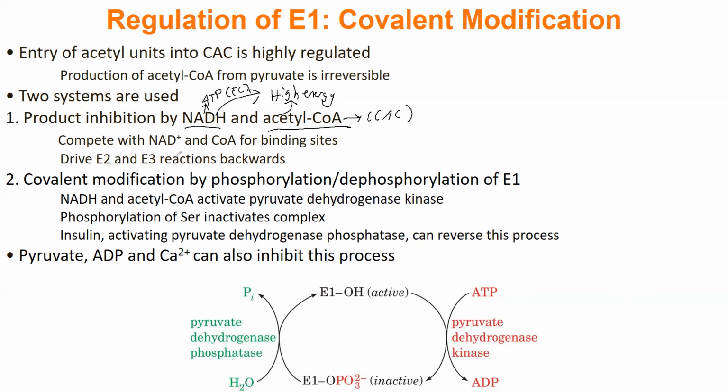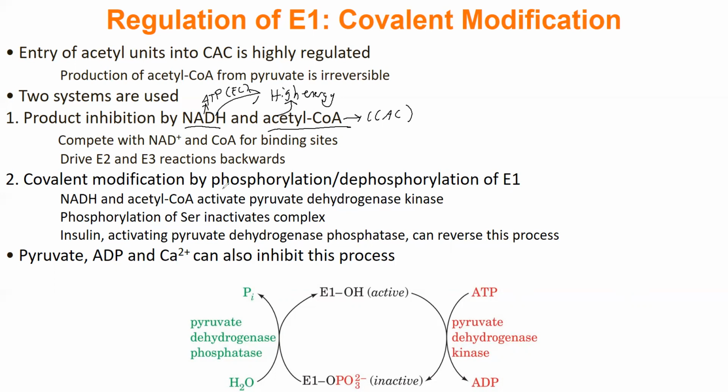And the reason how this works is that this NADH will bind where the NAD plus binds, and acetyl-CoA will bind where normally coenzyme A binds in PDH. And so enzyme 2 and enzyme 3 just won't go forward anymore. They will go backwards. So this machinery is basically just stopped. It will no longer go forward for you. So no pyruvate can enter into that enzyme complex. So that's called product inhibition.